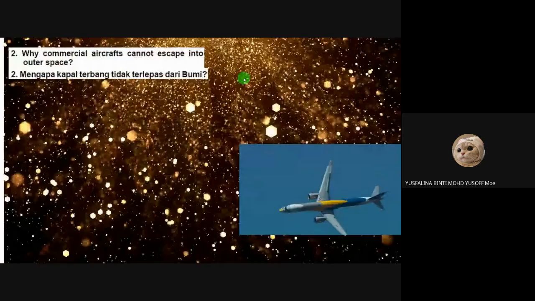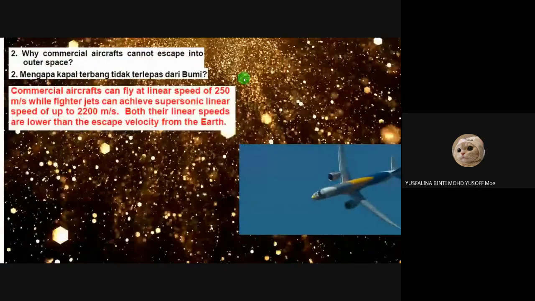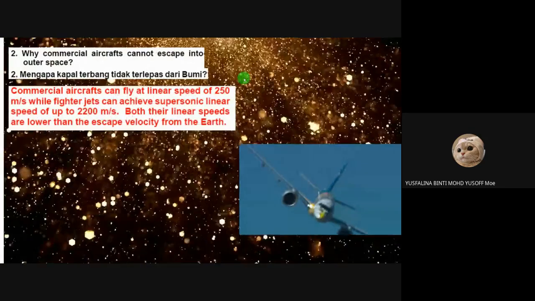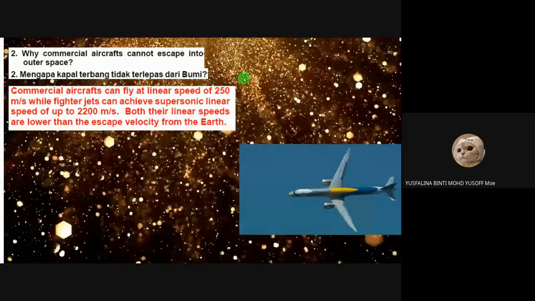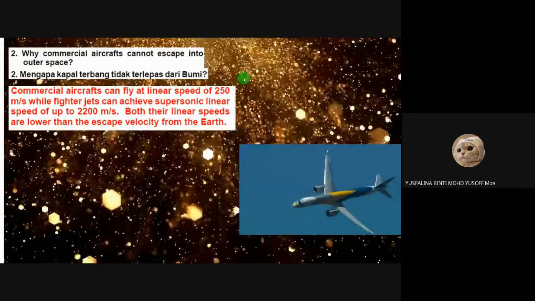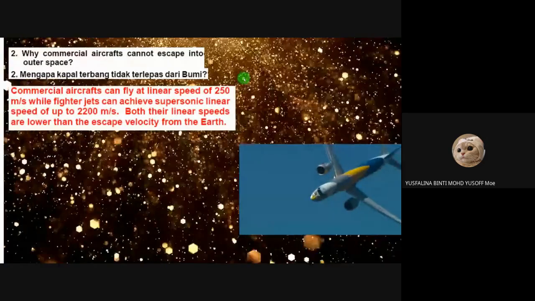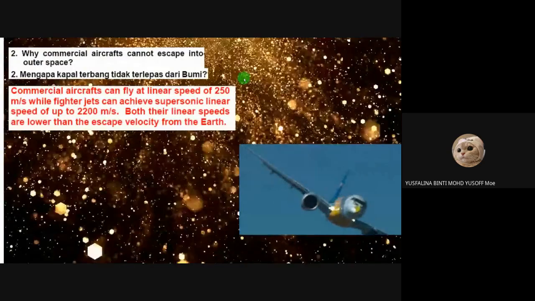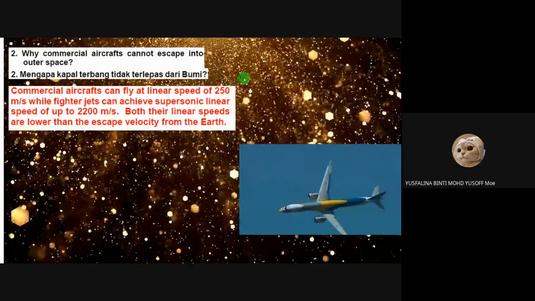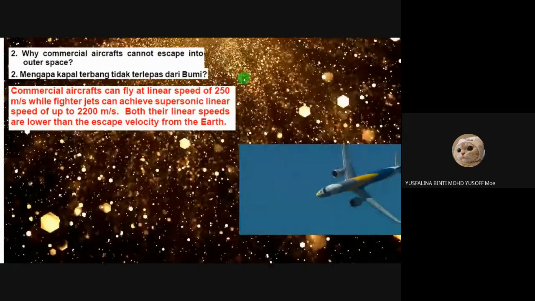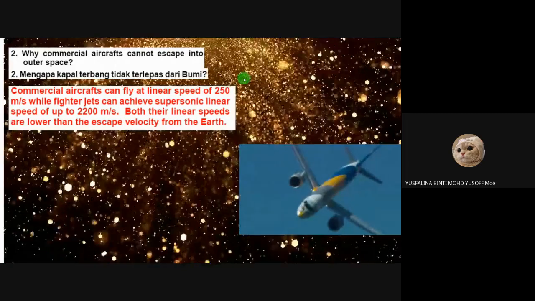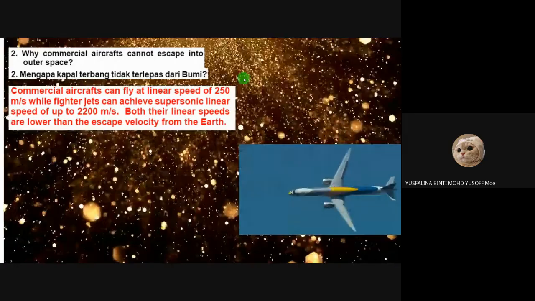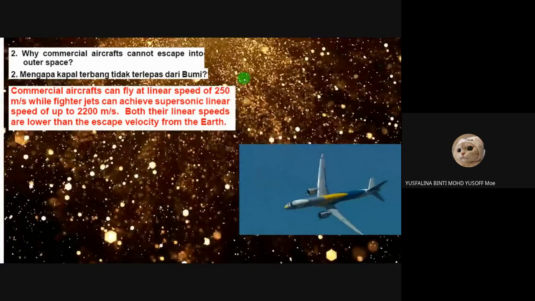And why can't a commercial aircraft escape into outer space? Commercial aircraft can only fly at about 250 meters per second. You already know the escape velocity for the Earth is 11,200. The aircraft can only fly at 250, so it's lower, right? The fighter jets can achieve supersonic speed, only about 2,200 meters per second. So both are lower than the escape velocity of the Earth. That's why they cannot escape to outer space.